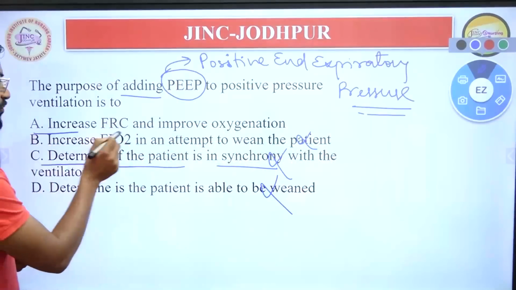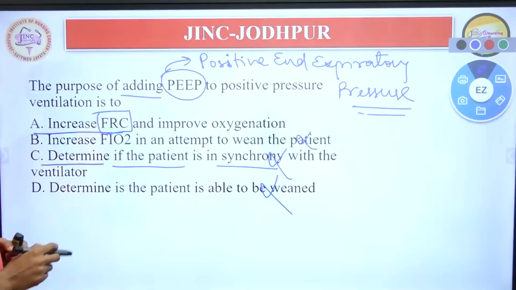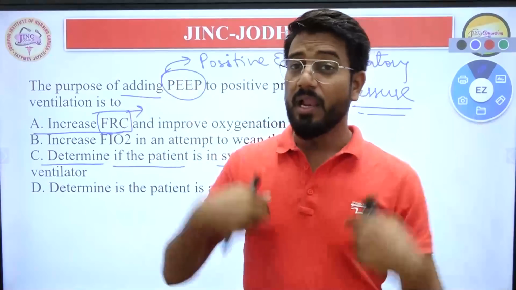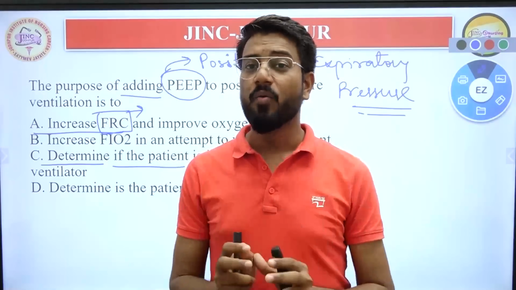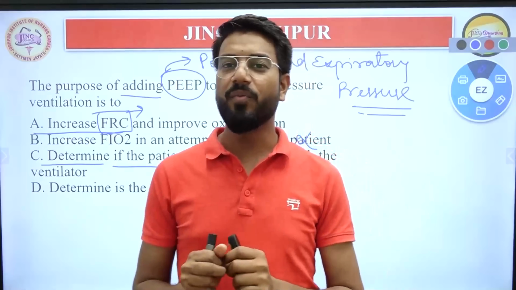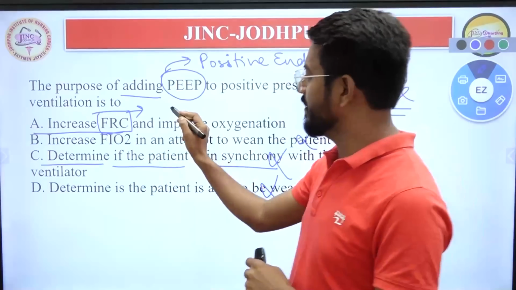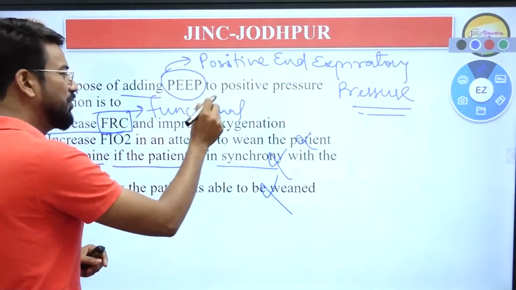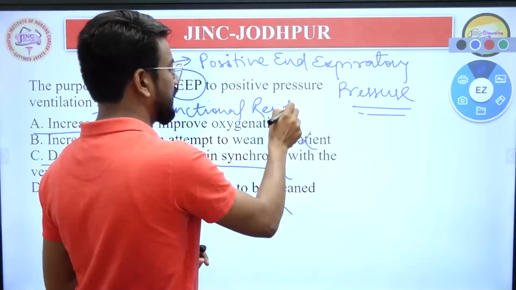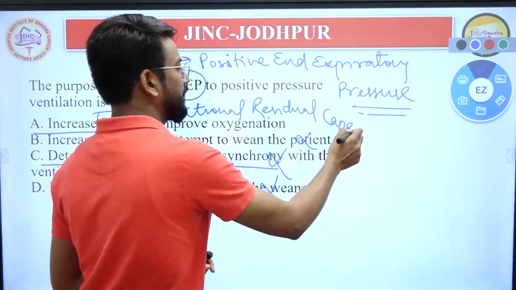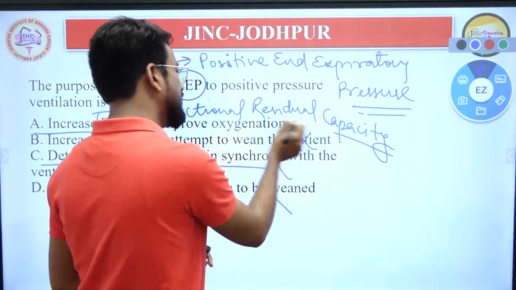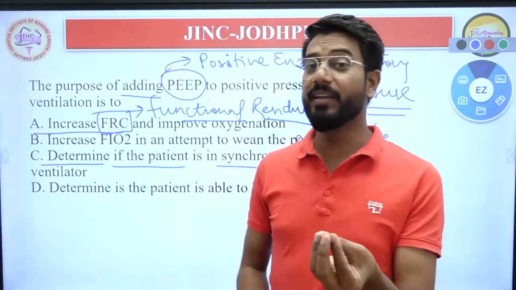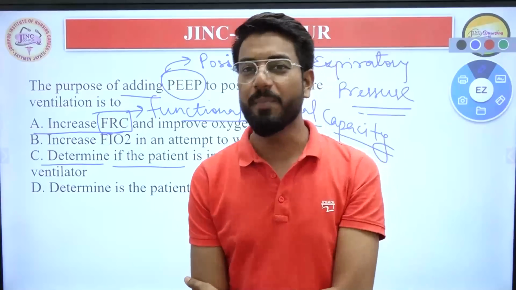Why A? Increase the functional residual capacity. Functional residual capacity means the amount of air which remains in the lungs, the alveoli. FRC is the functional residual capacity. So obviously when you add the PEEP, it will increase the residual volume and increase the functional residual capacity.